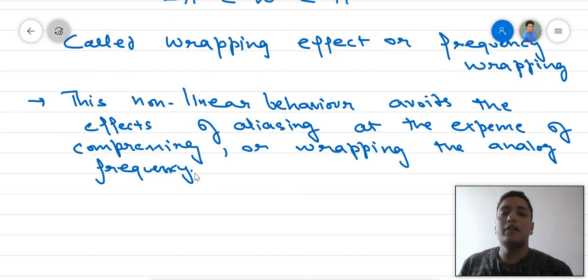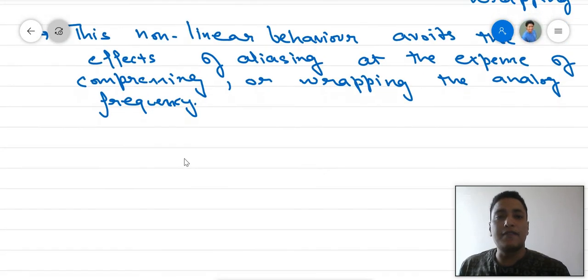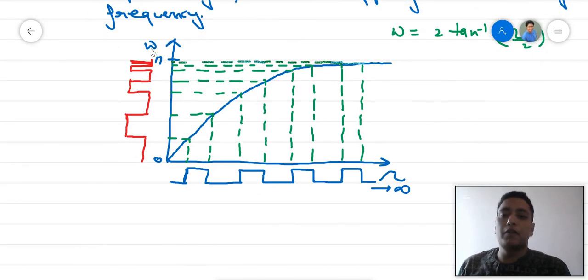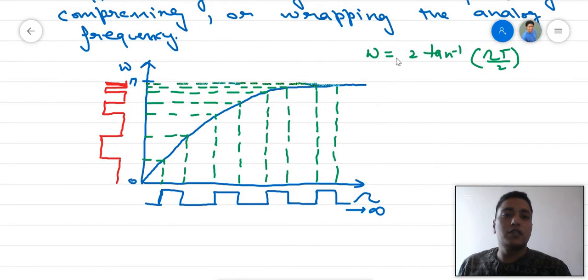This non-linearity between analog frequency and digital frequency avoids the effect of aliasing, which is predominant in the impulse invariant technique, at the expense of compressing or warping the analog frequency. Now this compression has some side effects which can be seen in this graph, plotted between digital omega and analog omega. The relation is omega equal to 2 tan inverse of omega T by 2. When analog omega goes to infinity, digital omega goes to pi.